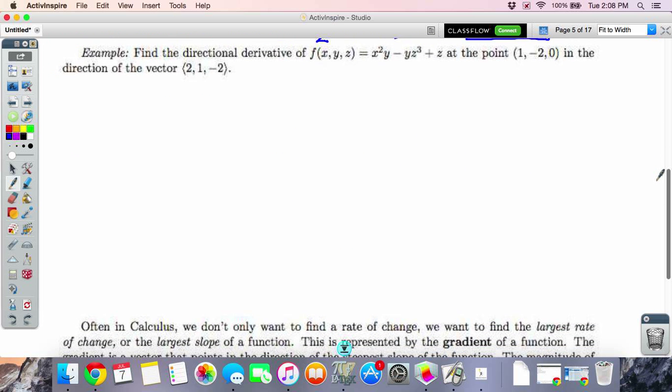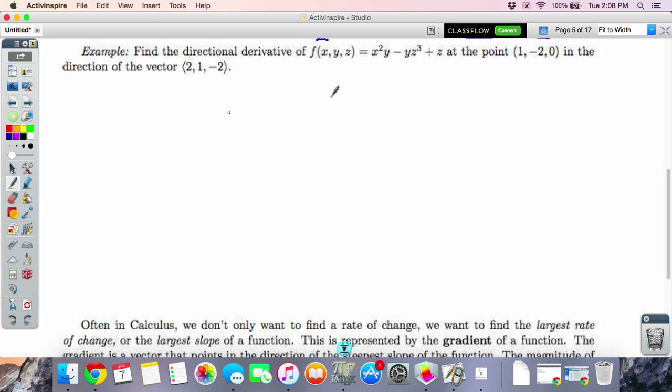So now let's do another one with three components here. So again, remember, this has to be a unit vector. And in this case, it's definitely not. That vector is way too big. Any size other than a unit vector is going to mess up our directional derivative. So we just are going to need to scale this one down.